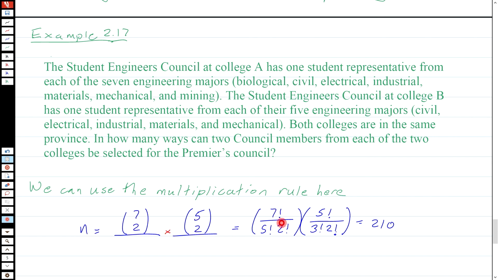And I just put in the numbers here, 7 factorial over 5 factorial 2 factorial, and 5 factorial over 3 factorial 2 factorial, and I end up with 210 different ways of forming this Premier's Council consisting of 4 members. Okay, and that concludes that lecture.